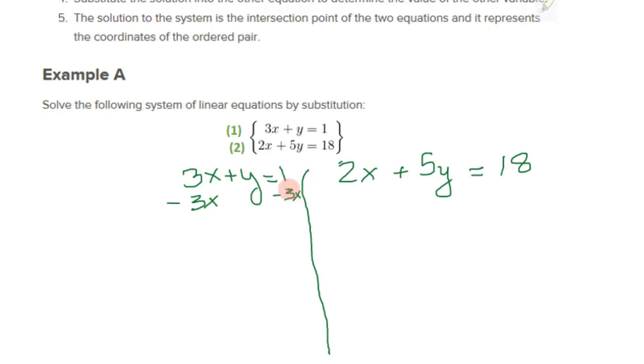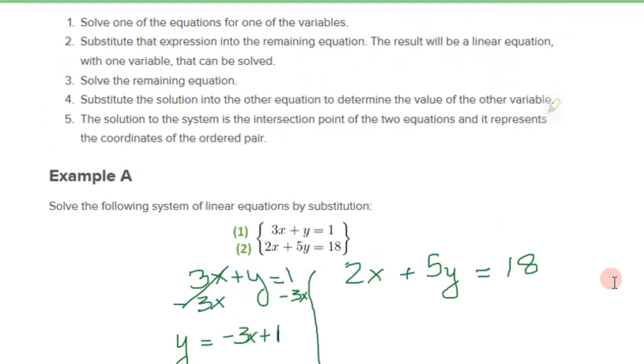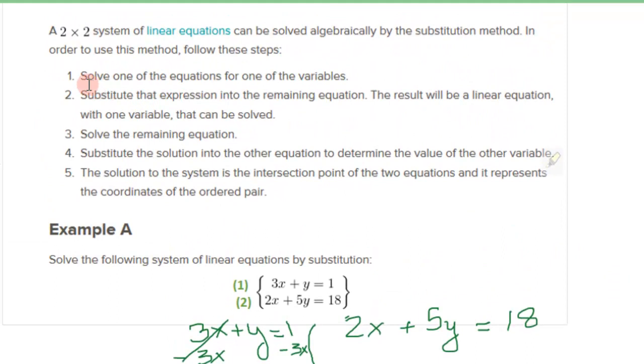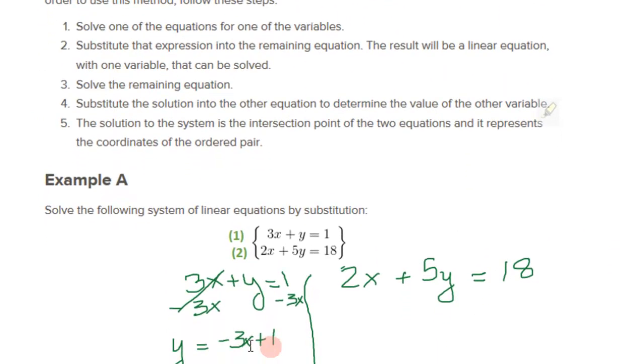Now over here, these are not like terms, so I'm going to rewrite this as y, because these add up to 0. So then I have y equals, and I always like to have the x in front. So let's put the negative 3x first, and then plus 1. So now you have done step number 1. Step number 1, if you recall, was solve one of the equations for one of the variables. So you just did that here.